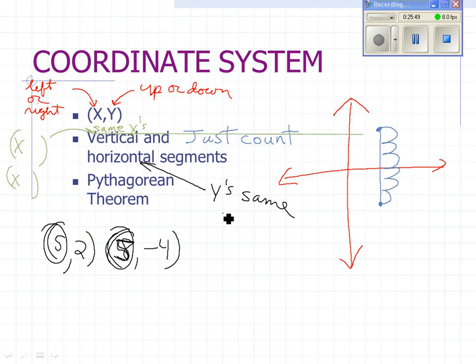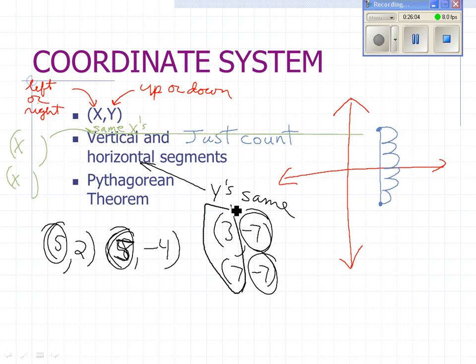If it's a horizontal segment, then your y's are always the same. So it might be something like the 2 points on the graph are 3, -7 and 7, -7. Since those y's are the same, we can just count the x's here. It's going to be a horizontal segment, and you just count from 3 to 7. How far is it from 3 to 7? 4. So the length of that segment, without even graphing it, is 4 units long.